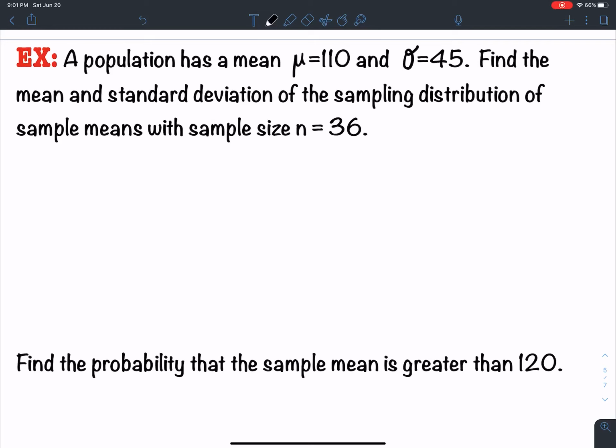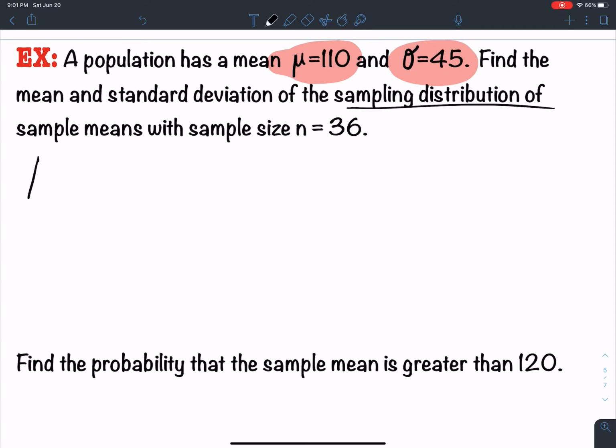So here we're going to do an example. A population has a mean of 110 and a standard deviation of 45. That's the population. What we want to do is find the mean and standard deviation for the sampling distribution of the sample means. So what in the world is that, right?